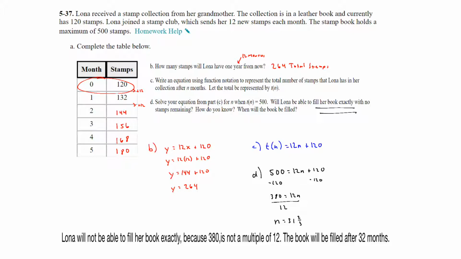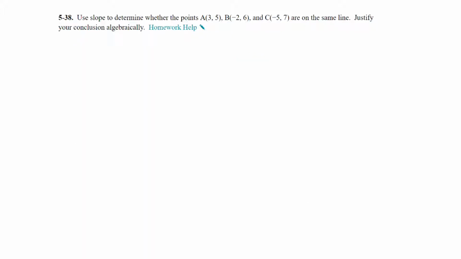And you can see I did below where she will not be able to fill up her book exactly because 380, which is where I took 500 minus the 120 she initially had, is not a multiple of 12. And then the book will be filled after 32 months, or when she hits 32 months, because at 31 2/3 is when it would be filled, but you're not going to have that 2/3 of a month. So you've got to go up to 32 months.